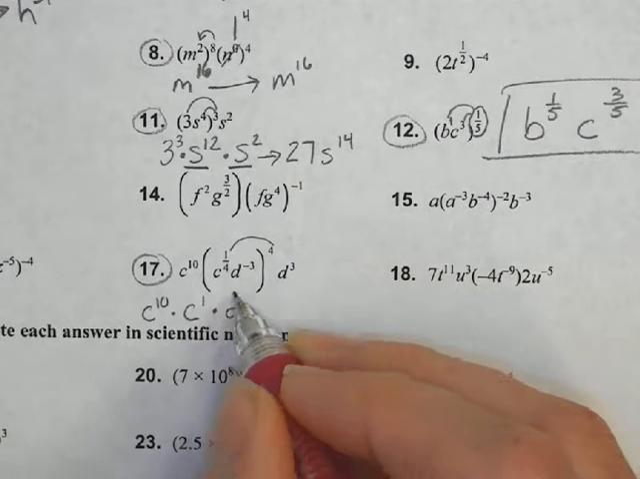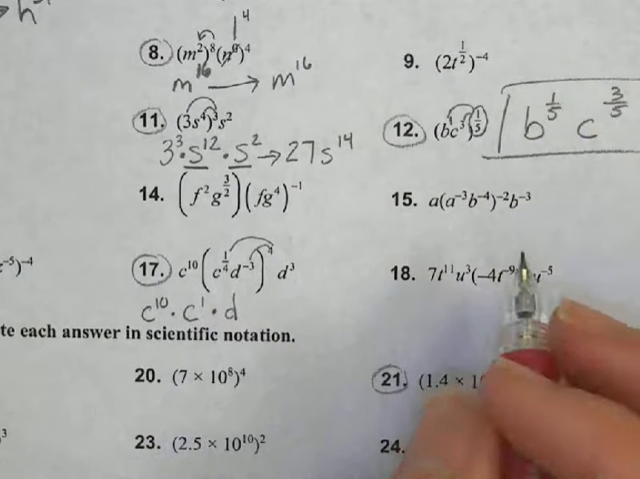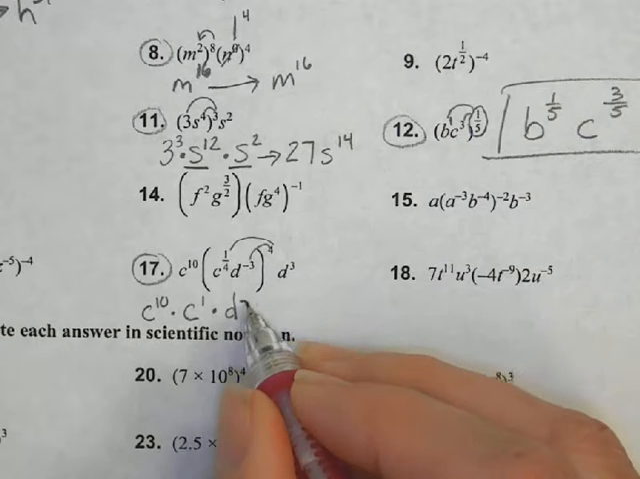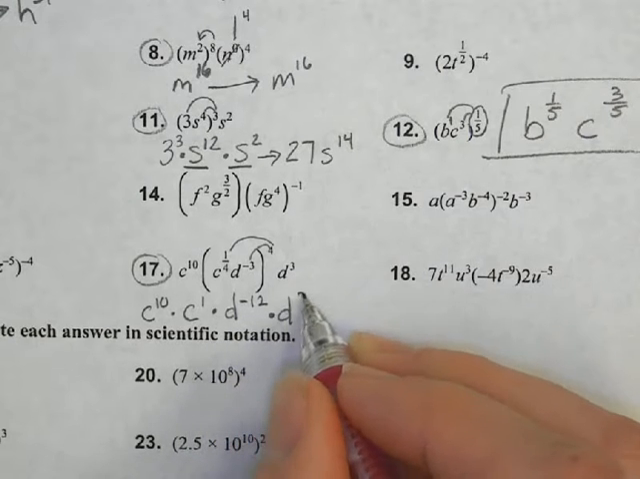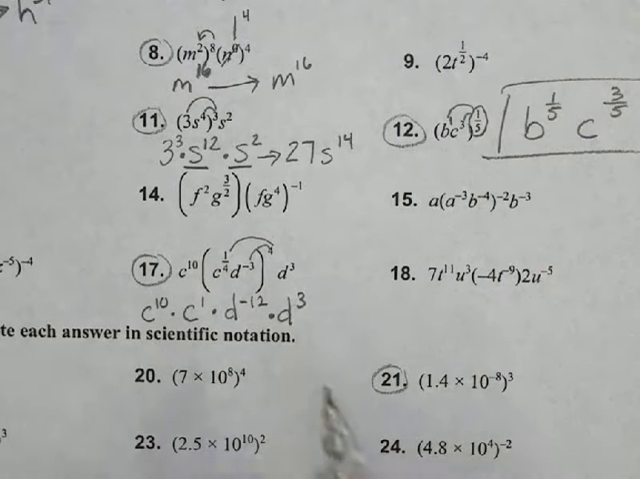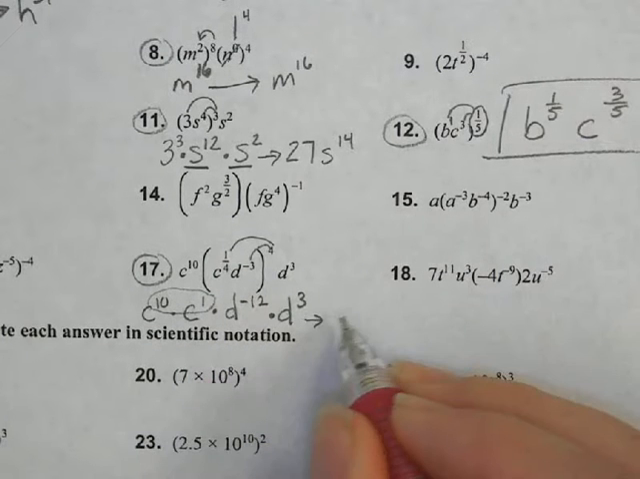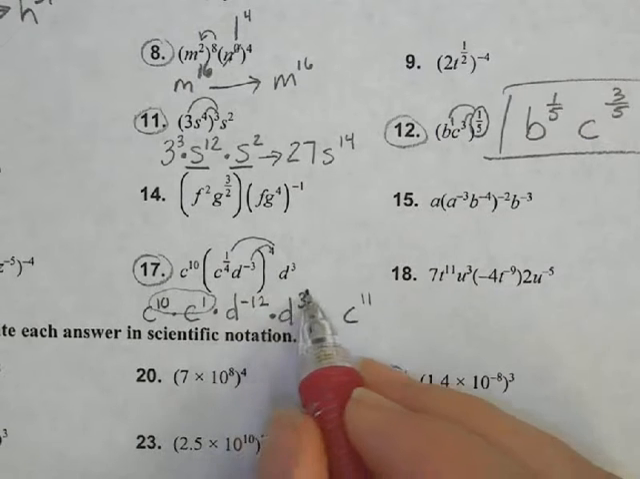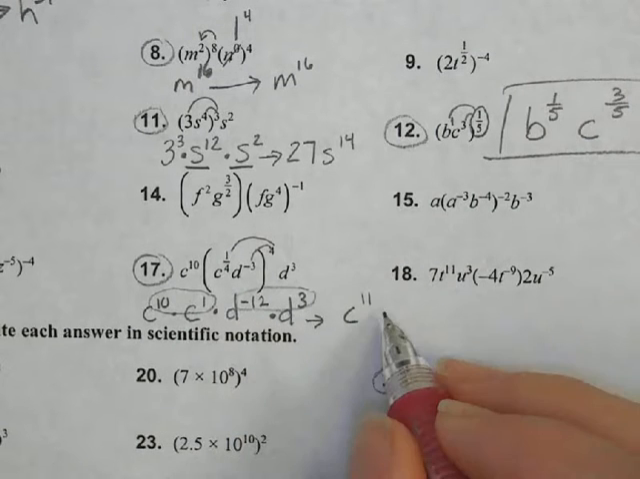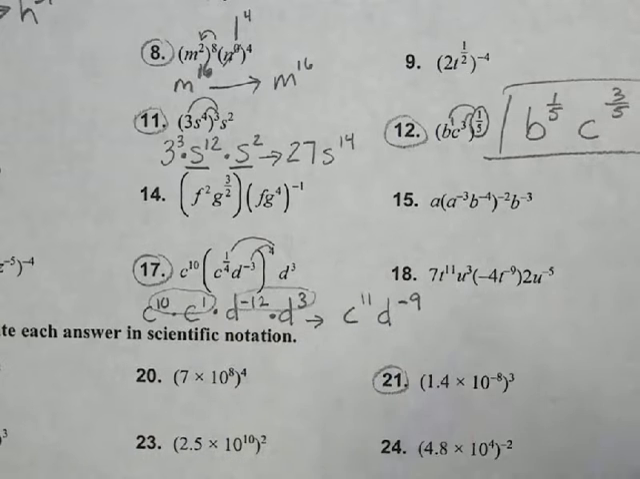Keep going, I have a d still. Now this d is negative 3 times 4. Negative 3 times 4 is negative 12. And I still have a d to the 3rd on the outside. Now my job is to combine things together to get it all cleaned up. I have a 10 and a 1, so that gives me a c to the 11th power. I have a negative 12 and a positive 3, gives me d to the negative 9 power.